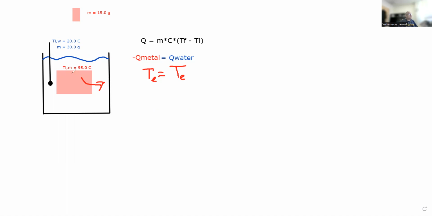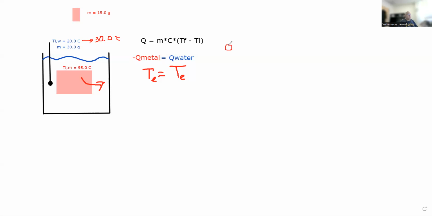Okay? So I measure the temperature of the water. And let's say the temperature of the water, which was initially at 20 degrees Celsius, rises and goes up to, let's say, 30 degrees Celsius. Making up numbers here, guys. 30 degrees C.